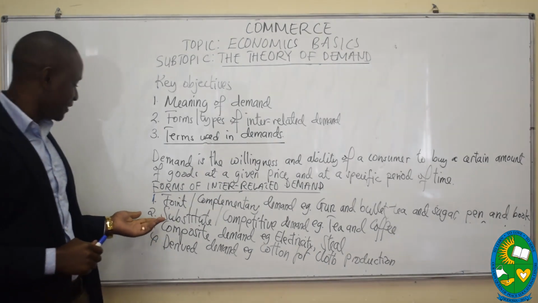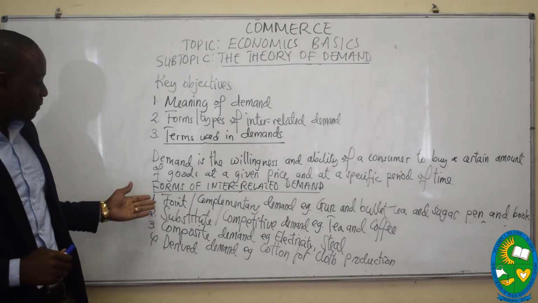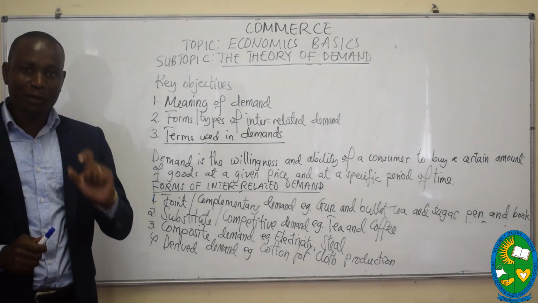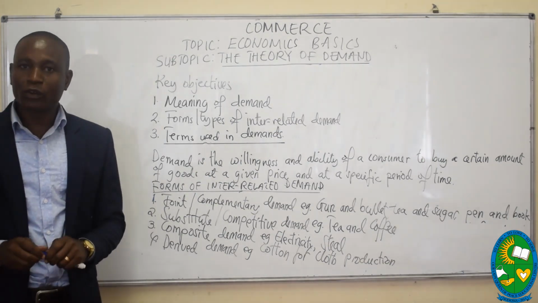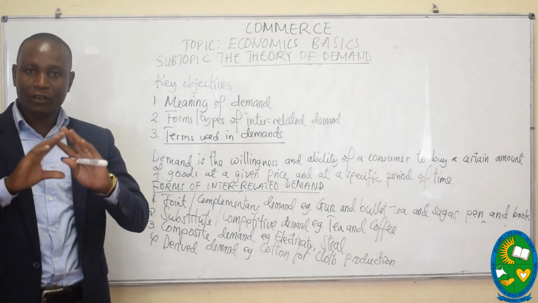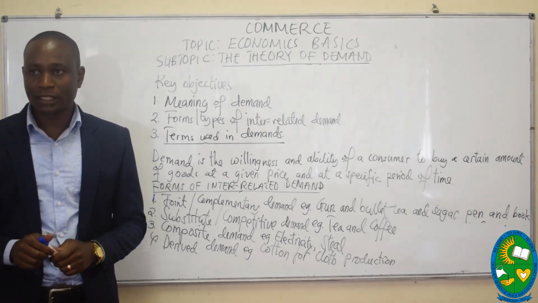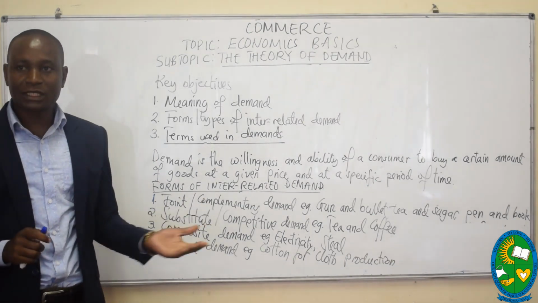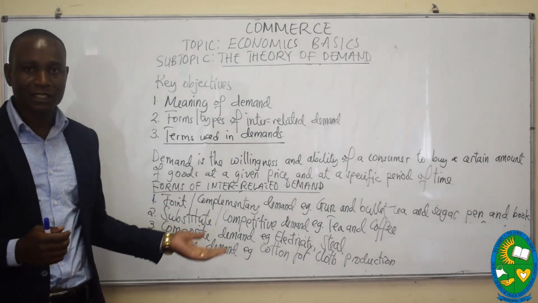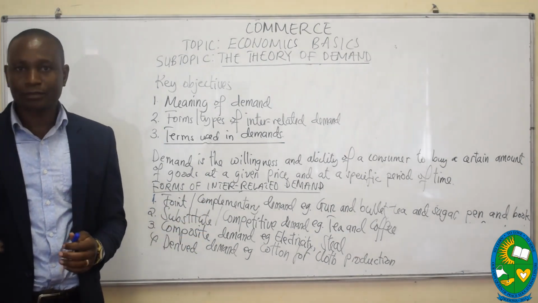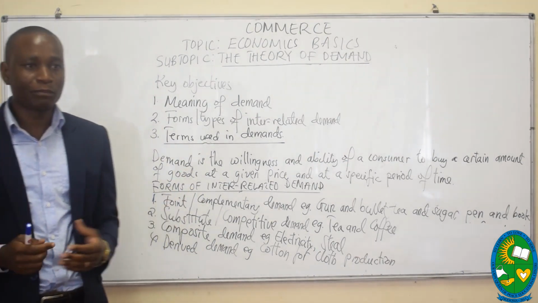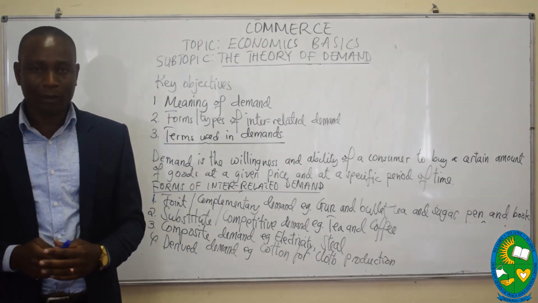The next form of demand is what we call composite demand. What is composite demand? Composite demand is the demand for a commodity with many uses. It's the demand for a commodity which can perform several functions. For example, electricity can perform several functions, such as welding, lighting, TV, radio, and so on. Those are some of the uses of electricity.